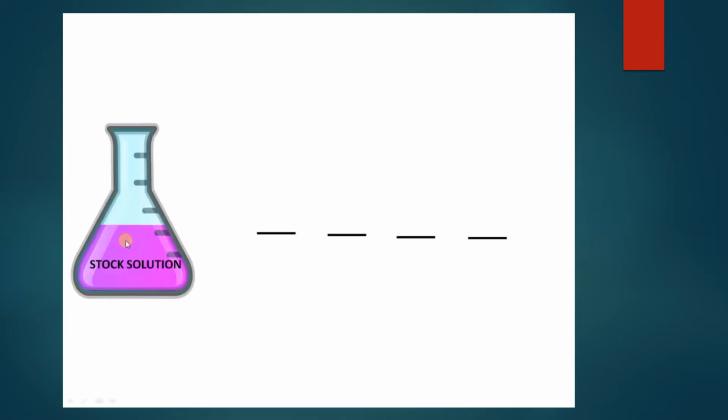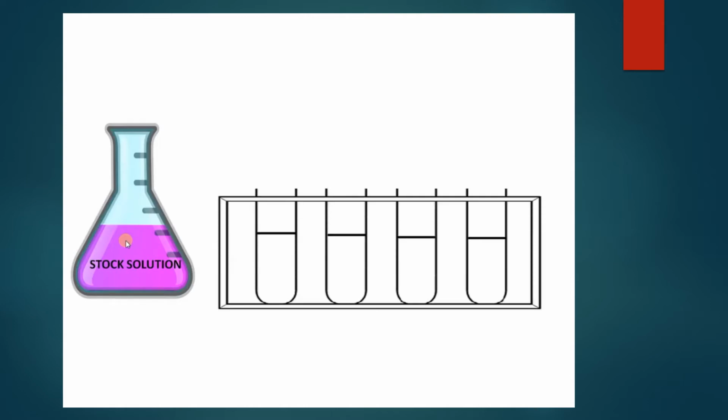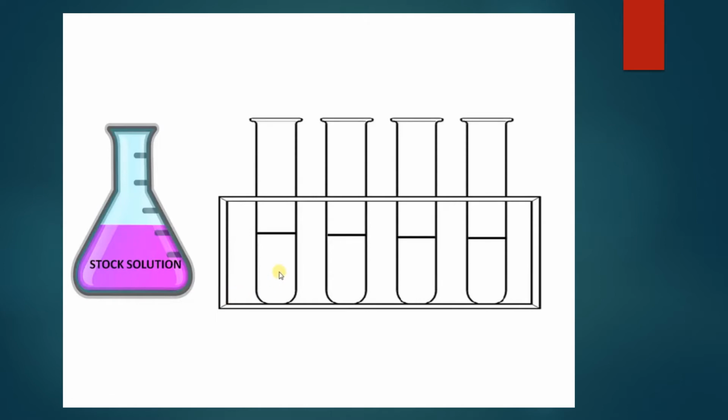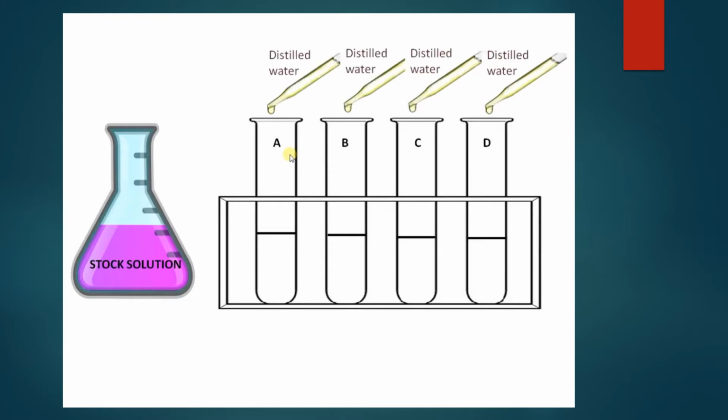Suppose this is a stock solution and we are going to make a 10 raised to minus 4 dilution of the stock solution. First of all, take 4 test tubes. Label the test tubes A, B, C and D. Add 9 ml of distilled water to all of these test tubes.